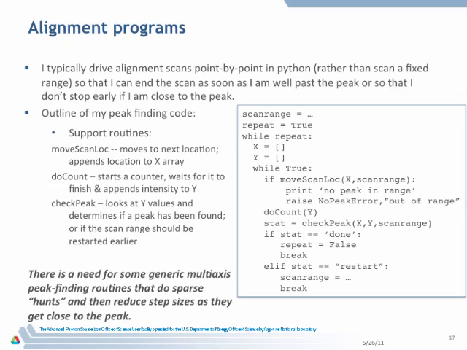And my check peak routine and/or move scan location peak routine are the things that decide, you know, should I keep going or not? And maybe where I should start and maybe where I should restart. And if check peak comes back and says do a restart, then it resets my scan range, which could have been done inside here since I'm passing it. Break, but I haven't set repeat to be false, so it's just going to start repeating the scan again. Okay, so that's the way that I approach doing alignment scans.